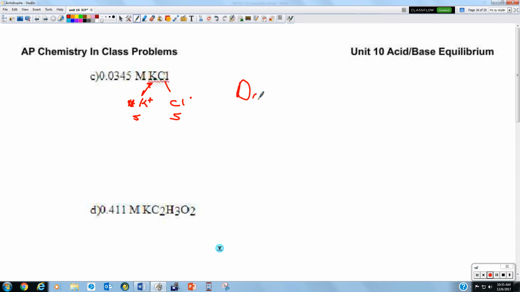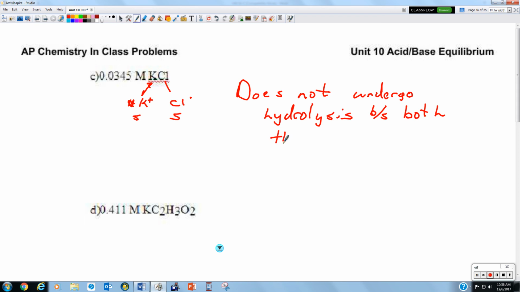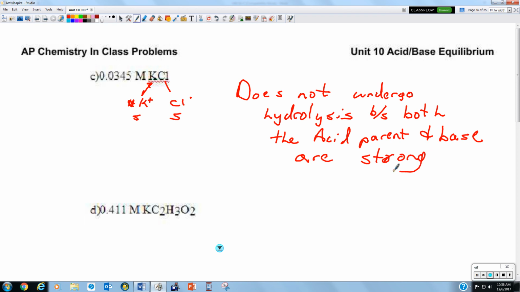So I would just say this one does not undergo hydrolysis because both the acid parent and base parent are strong. Yep, but you're not ever going to see that.